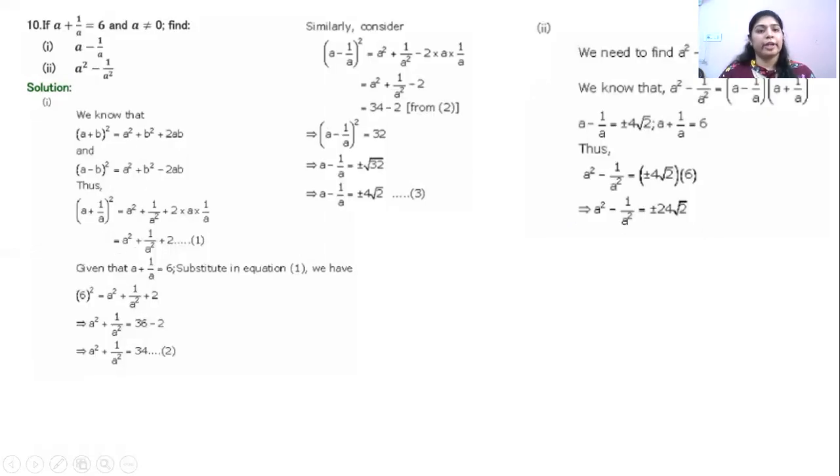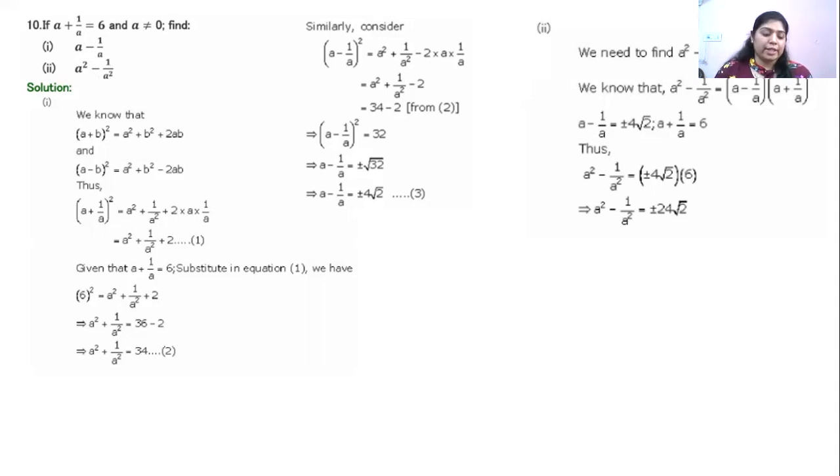See, question number 10 demands that we find a minus 1 by a. But the value given to us is a plus 1 by a is equal to 6 and a is not equal to 0. We have to find these two values. One is a minus 1 by a, the other one is a square minus 1 by a square. See, we have done the identities. We have also done the identities regarding taking b as 1 by a.